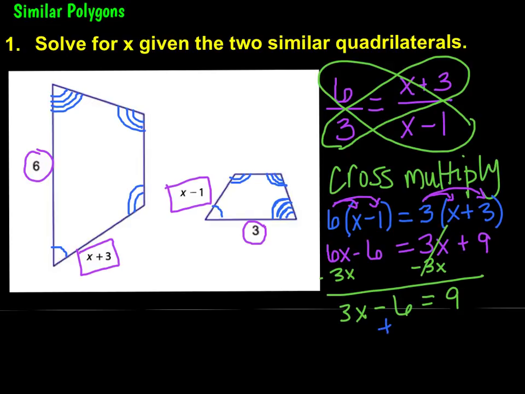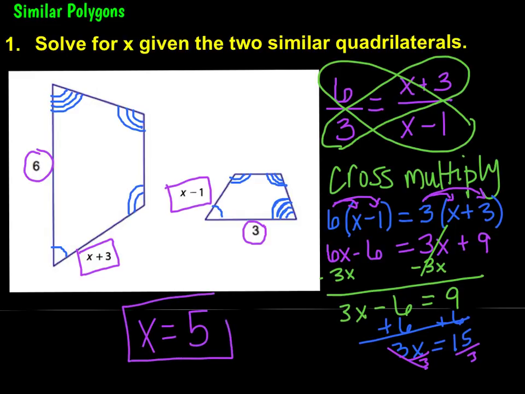Almost there. We're going to add 6 to both sides, and we get 3x equals 15. And once we divide by 3 on both sides, we end up with x equals, cross those out, 15 divided by 3, 5. So x equals 5.